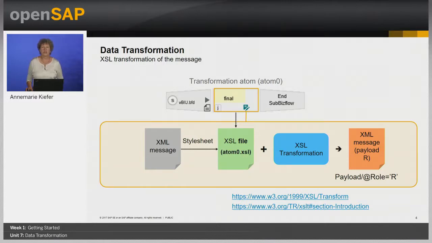In asynchronous scenarios, this is the message the integration framework hands over to the outbound adapter before it is sent to the receiver system or systems. At runtime, the XSL transformation adds an extra payload section to the XML message, payload type R for receiver. You can also add more transformation atoms anywhere in the step process to enrich the XML message further during step processing.